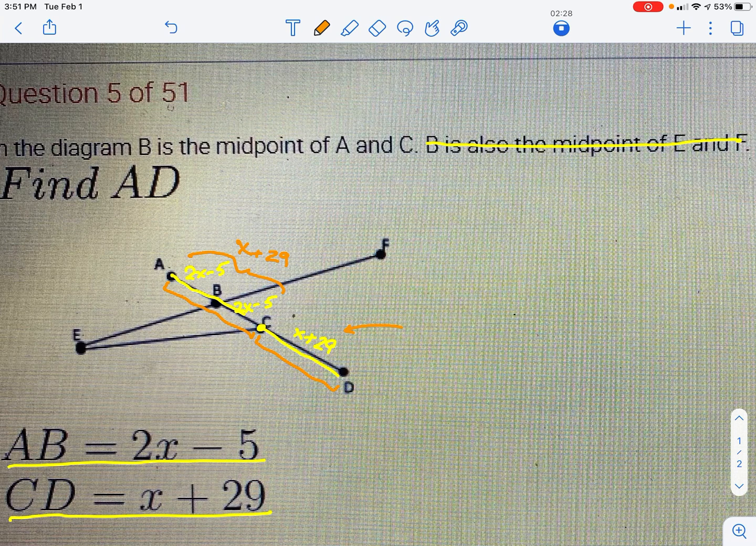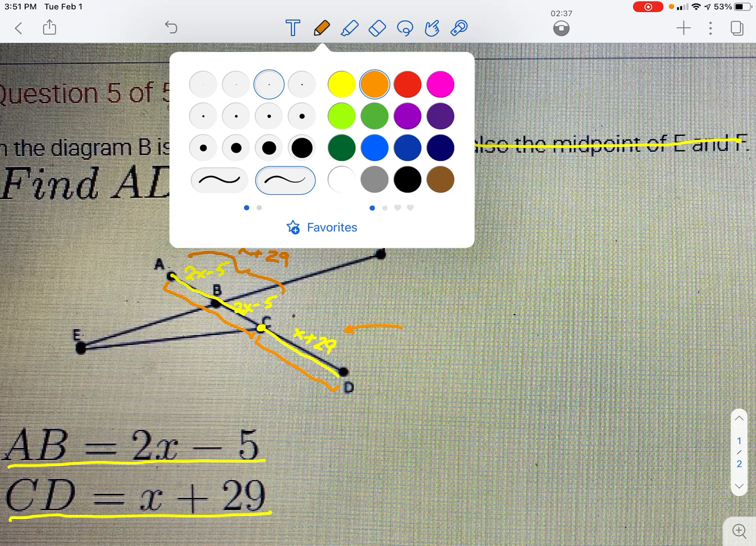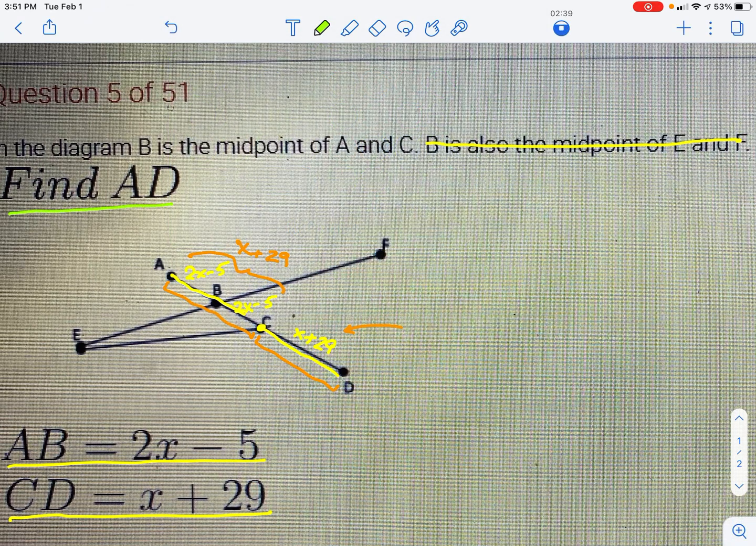Okay, so we want to use something so that we can solve for the variable x, and once we know x, then we're going to be able to figure out the measurement of AD, because look what we're trying to find here. We're trying to find the measure of AD. So we want to know what the measure of this entire line segment is. Well, I won't know unless I can get a value for x. So let's take a look right here.